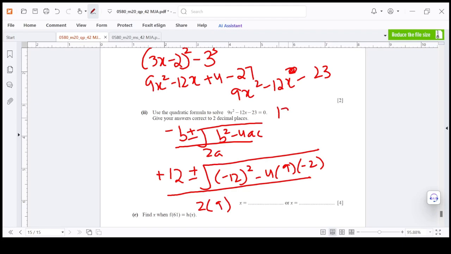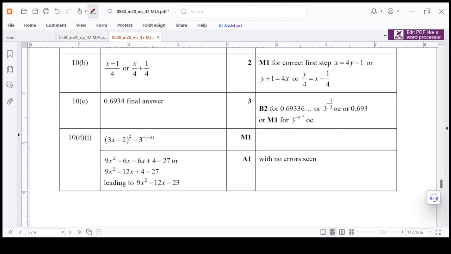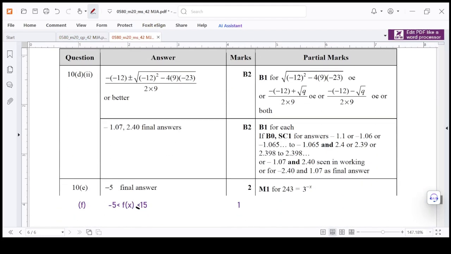Enter all of this very carefully in the calculator. You can enter 12 plus minus square root of 144 plus, what is 4 times 9 times 23? 72 upon 18. Okay. I'm entering a, b, c in the calculator now. A is 9, b is minus 12, c is minus 23. And it gives me 2.39. It says to give the answer correct to 2 dp.